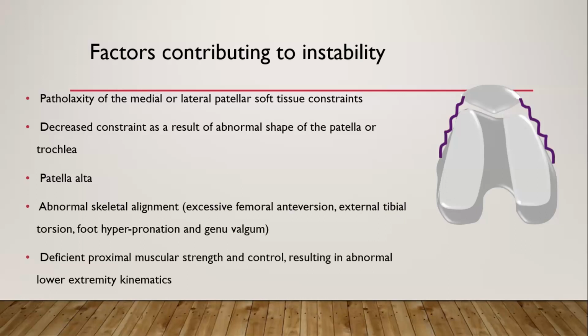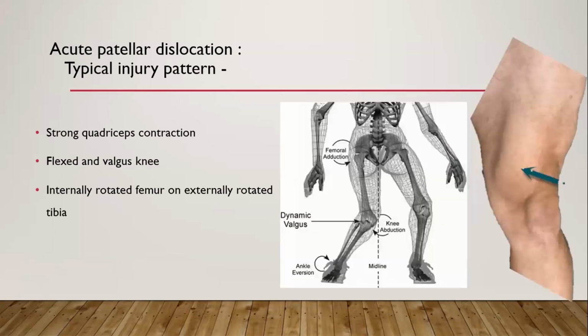Other global factors such as abnormal skeletal alignment, that is increased femoral anteversion, increased tibial torsion, foot hyperpronation or genu valgum, can also contribute to decreased stability of the patellofemoral joint. Deficient proximal muscular strength results in abnormal lower extremity kinematics. The most common pattern of acute patellar dislocation is a strong quadriceps contraction in a flexed and valgized knee, which pushes the patella outwards. Also, an internally rotated femur on an externally rotated tibia puts pressure on the patella and can also dislocate it.